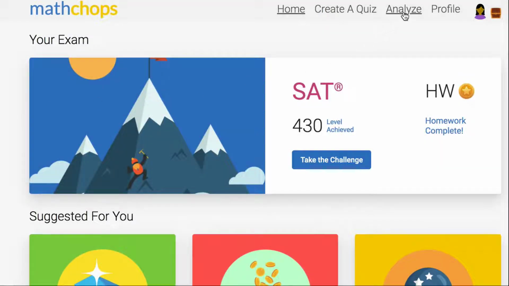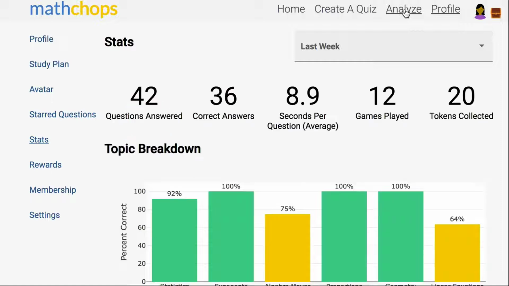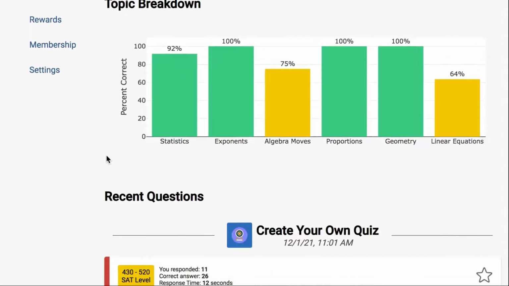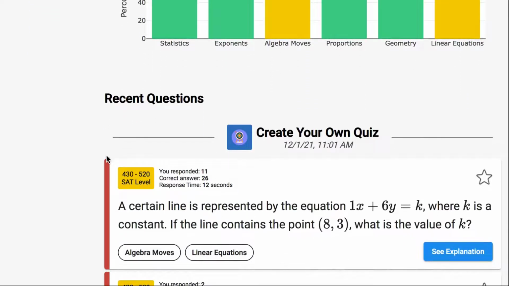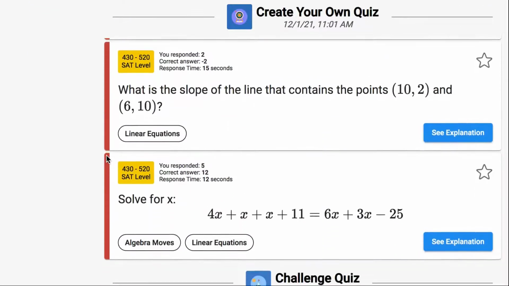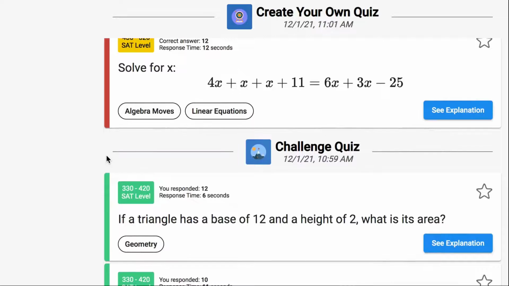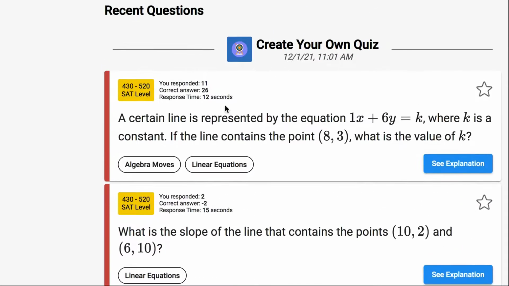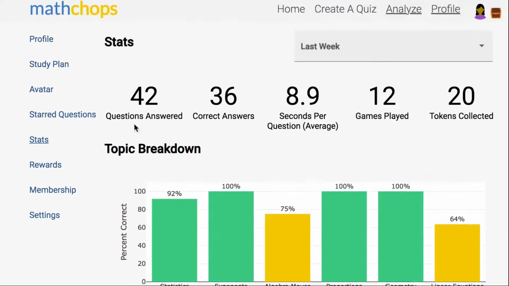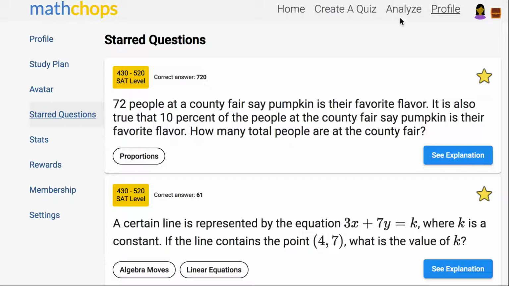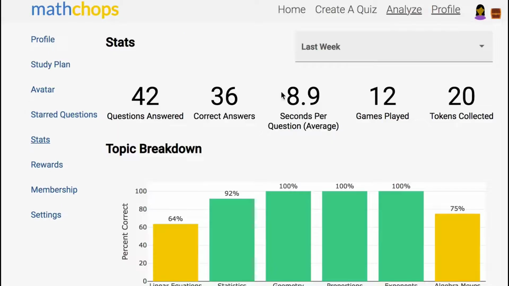When you meet, ask your student to share their screen and go to the Analyze page. Here you can see their stats and analyze how they're doing by category. You can also see the questions they answered. The red ones are the ones they got wrong. Green ones are the ones they got right. I always encourage my students to star questions. It brings them to my attention during the session, but it also creates a really nice list that you can use throughout the process.